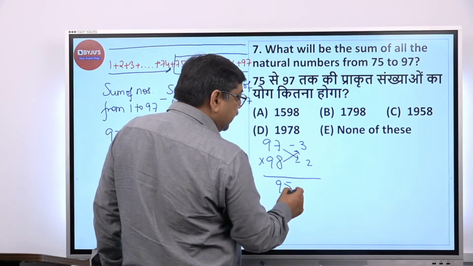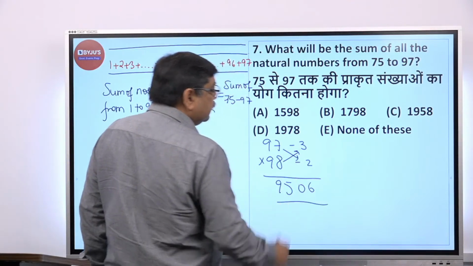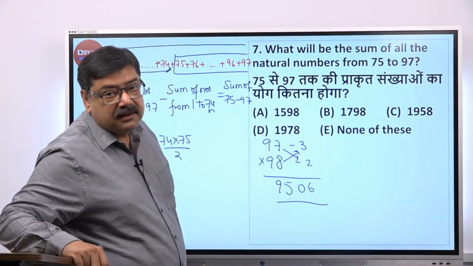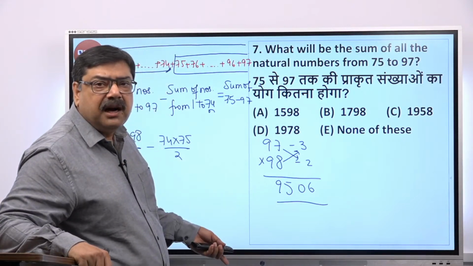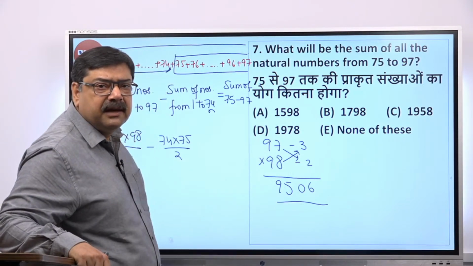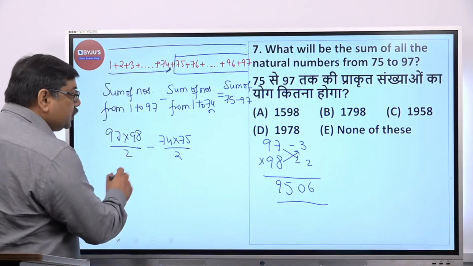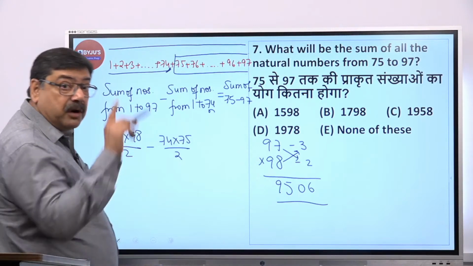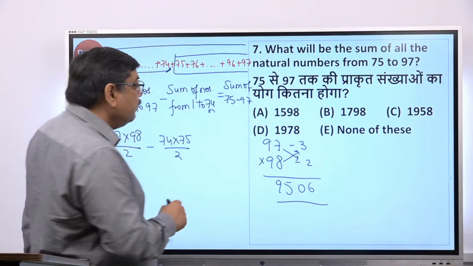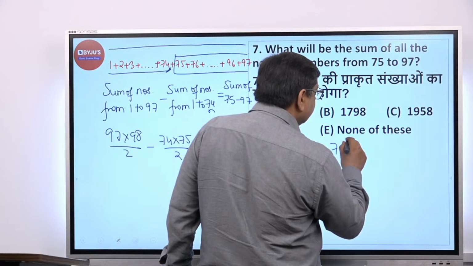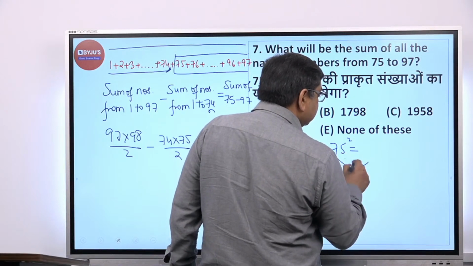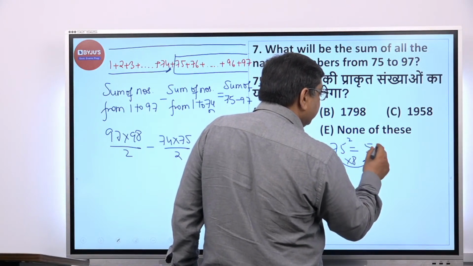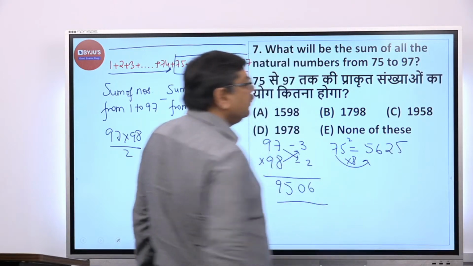And minus 3 into minus 2 is 06. So 9506, so this is not a hard calculation at all. We have already learnt it, if you remember. Okay. So what you have here is 9506. 74 into 75. Now you know 75 square. Now how much is 75 square? It is 7 into 8, 56 followed by a 25.